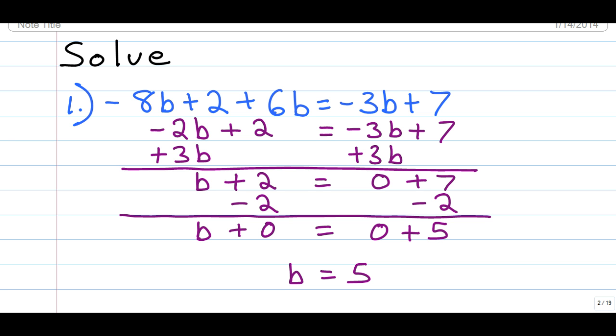If we wish to check our answer, we can simply plug the 5 back into the original equation anywhere we see b and solve down to verify that the equation is true.